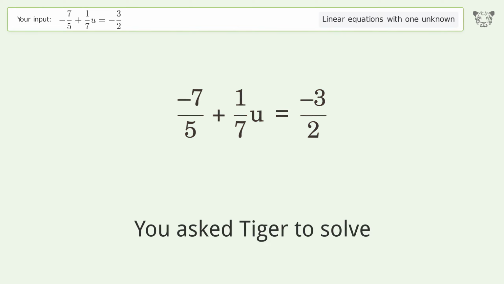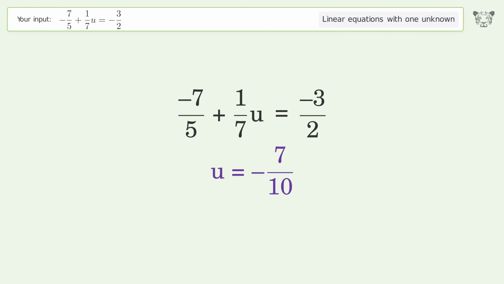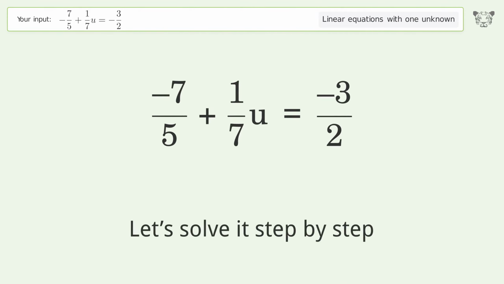You ask Tiger to solve. This deals with linear equations with one unknown. The final result is u equals -7/10. Let's solve it step by step.